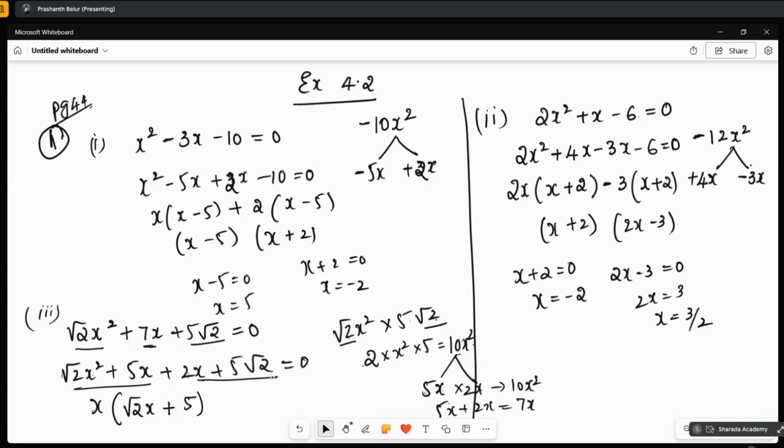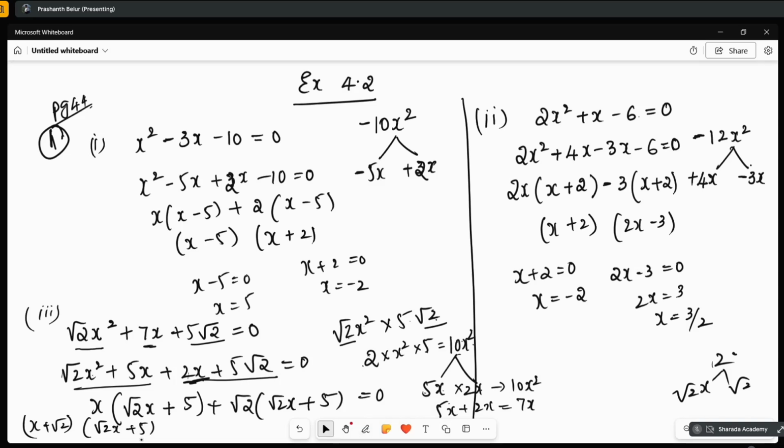Root 2, I will take common. So what is remaining here? Root 2x. Y means 2, I can write it as root 2 into root 2. Right now 2x is there. So root 2x into root 2 I can take. One root 2 I have taken outside. What else is remaining is root 2x plus... here what is remaining? What I have to write in the bracket? 5 root 2 is 5, I will take. So it is equal to 0. So you will get x plus root 2 into root 2x plus 5.